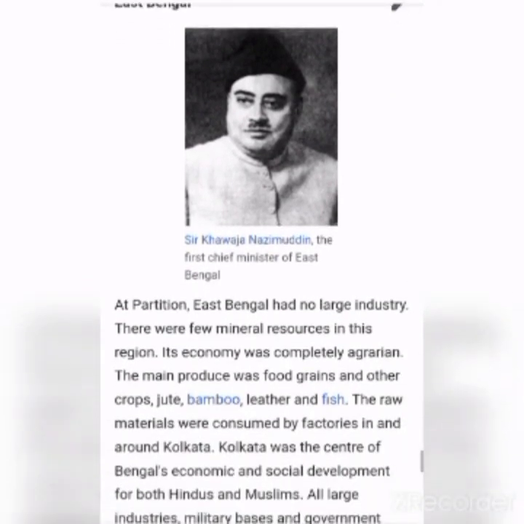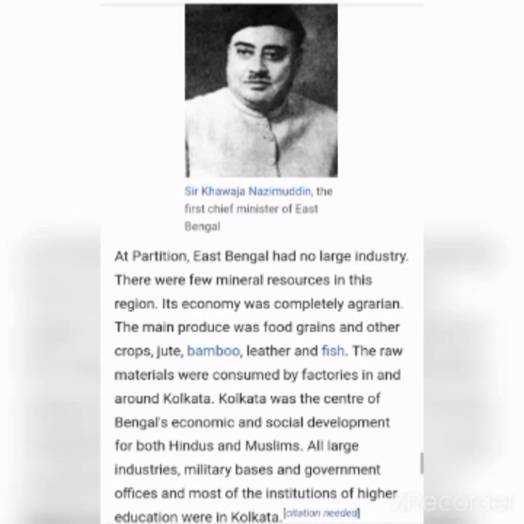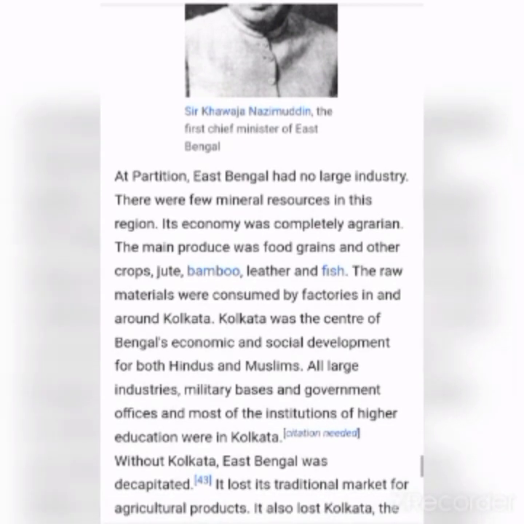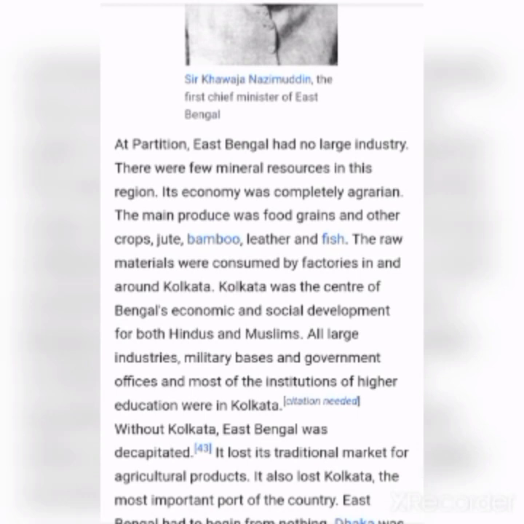East Bengal. After the partition, East Bengal had no large industry. There were few mineral resources in this region. Its economy was completely agrarian. The main produce was food grains and other crops, jute, bamboo, leather, and fish. The raw materials were consumed by factories in and around Kolkata.